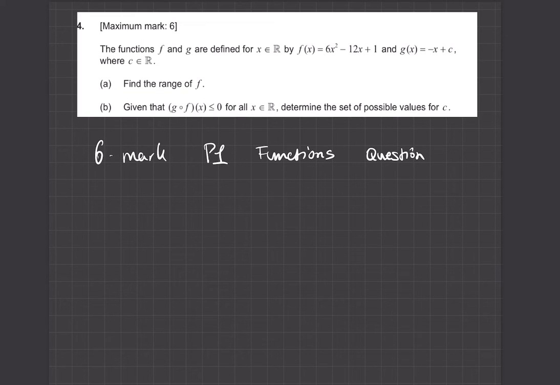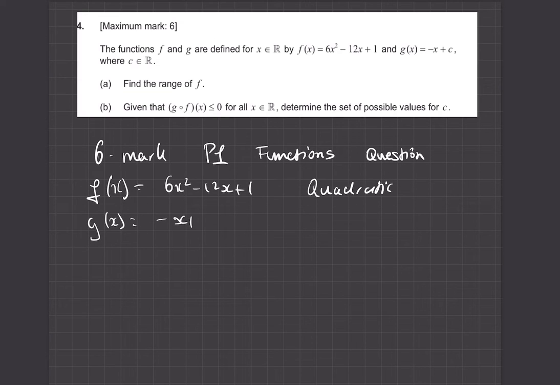It's a 6-mark Paper 1 functions question. It's telling us to investigate these two functions, f of x equals 6x squared minus 12x plus 1, so this is a quadratic. And it's also telling us to look at g of x, which is minus x plus c, where c is a real number, so that means that this is a linear function. And c is, in a sense, a variable, so we can change what it is.